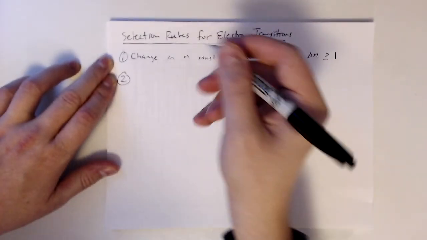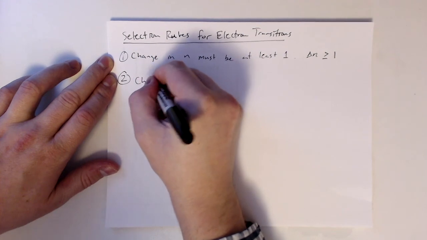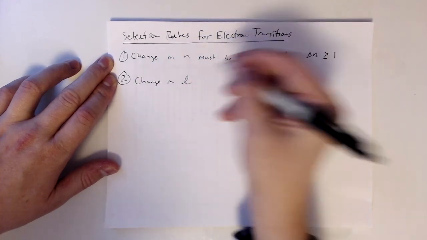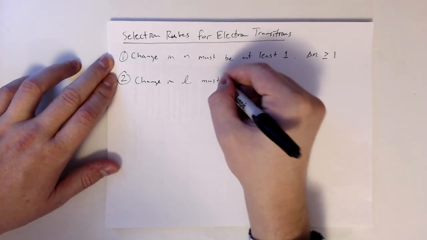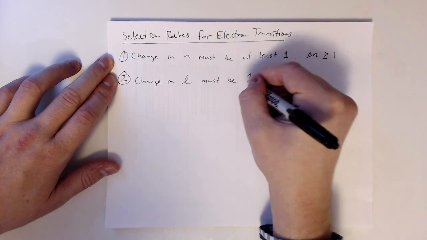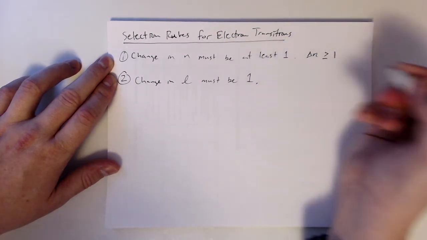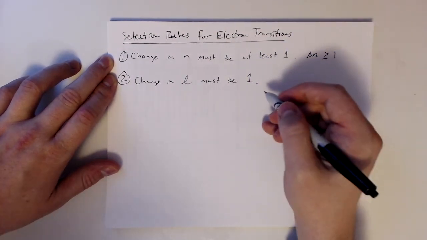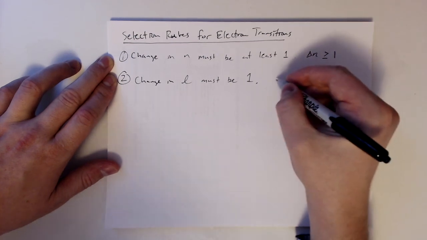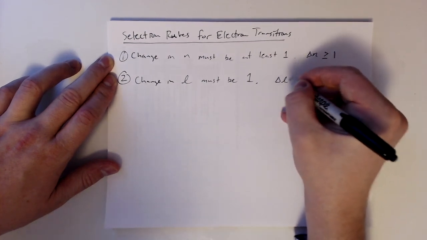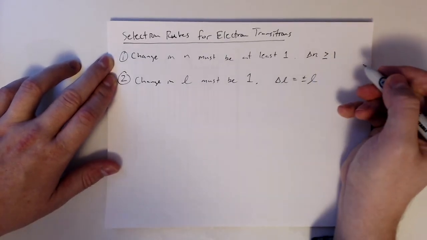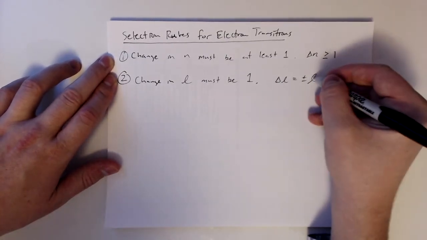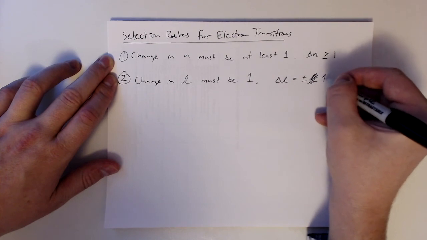Secondly, the change in L, the angular quantum number, must be 1. So not greater than, but actually 1. We can formalize this as the change in L has to be equal to plus or minus 1.